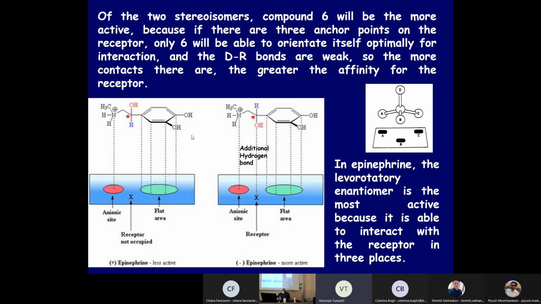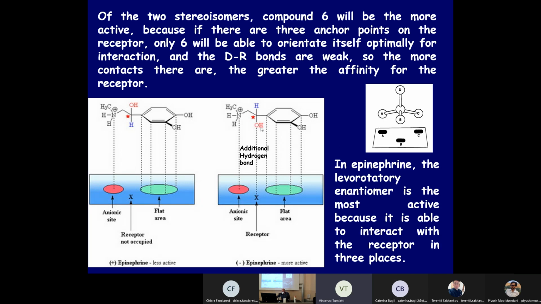This chemical structure is adrenaline. Adrenaline is very potent, you know, is able to increase the frequency of our heart, okay, vasoconstriction, it is able to increase the blood pressure, and so on, okay. In the structure of adrenaline, there is an asymmetric carbon atom. You see here the star. And so we have the 2 stereoisomers, the 2 enantiomers.